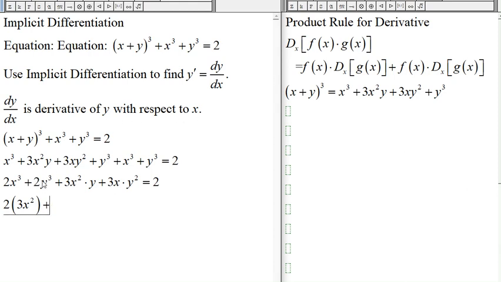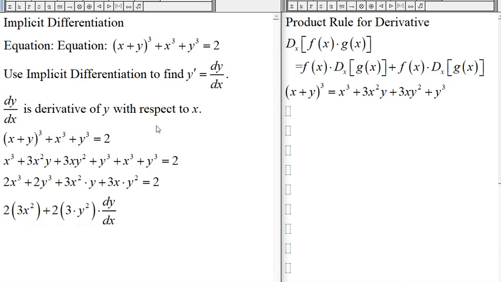This term here, we're doing derivative with respect to x, but the variable here is y. So we have to use the chain rule. So first do the regular derivative. So it'll be 2 times 3 times y to the second, and then times the derivative of the variable y. So it'll be dy dx.